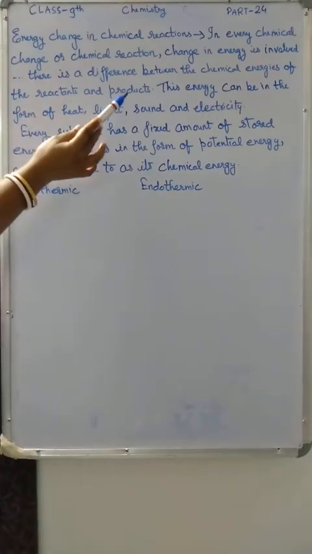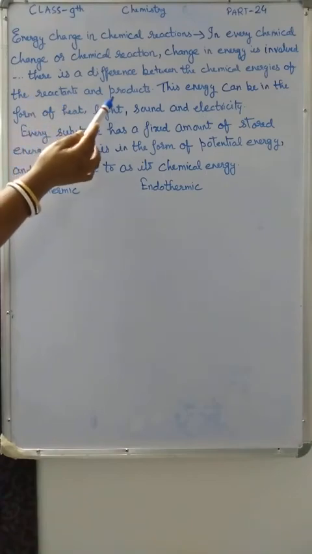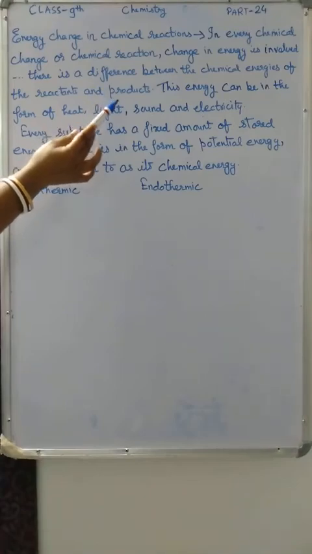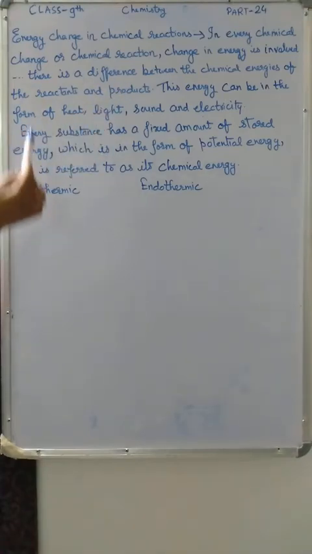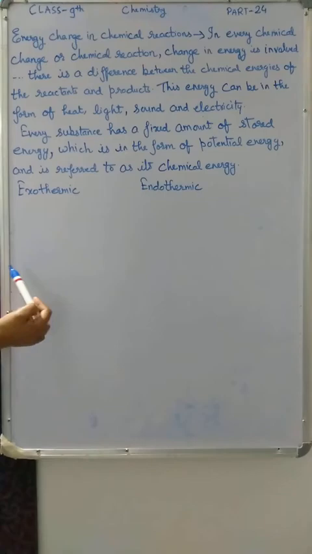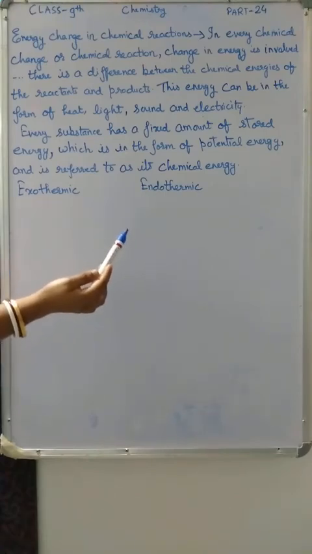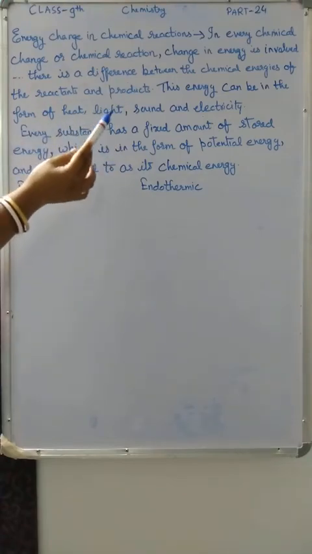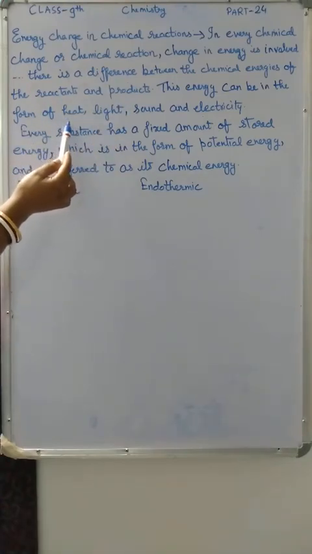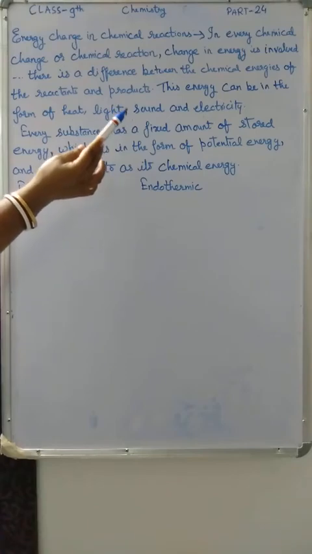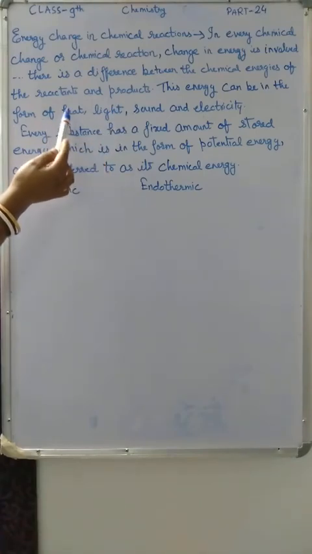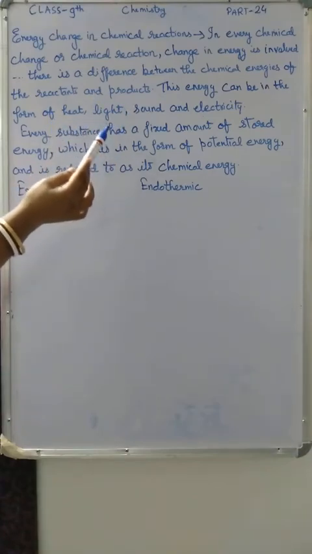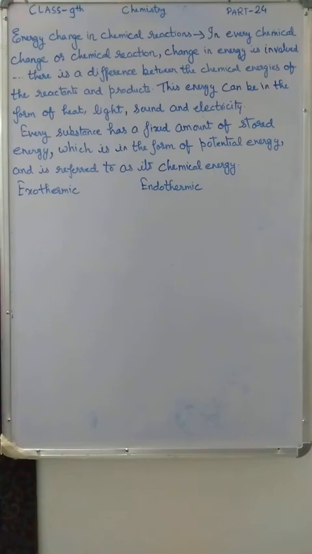There is a difference between the chemical energies of the reactants and the products. In the reactant side, which means the left side, and in the product side, which means the right side, there is a difference between the chemical energies. This energy can be in the form of heat, light, sound, or electricity.